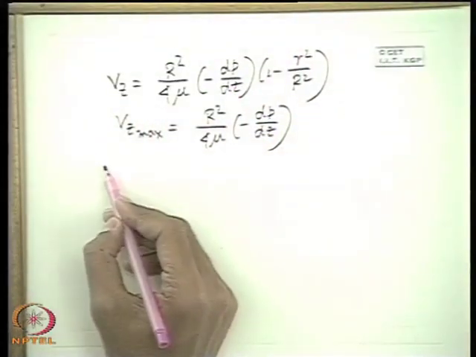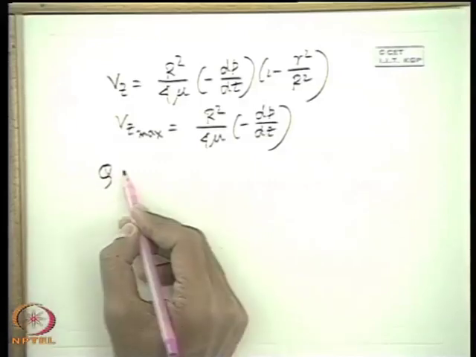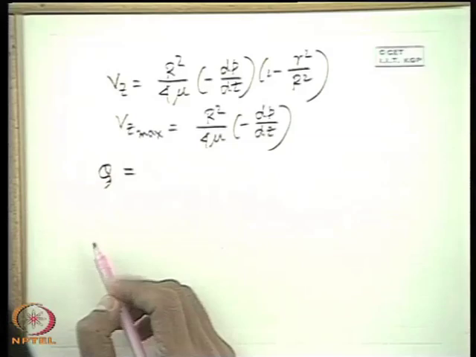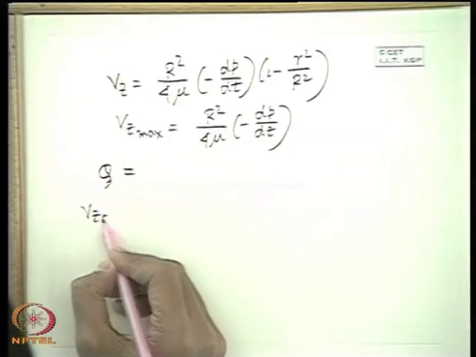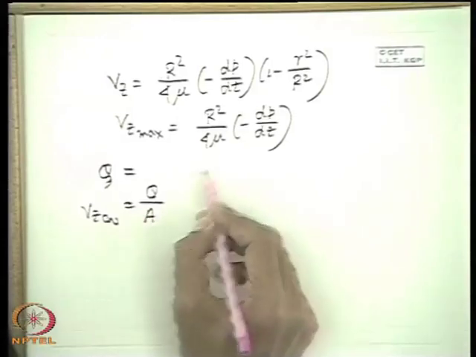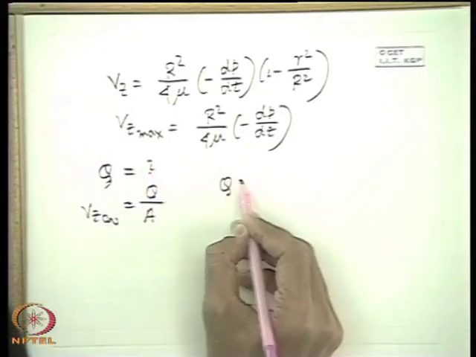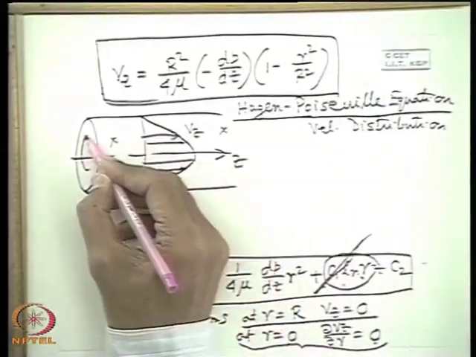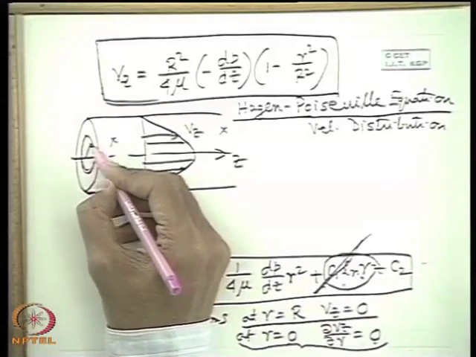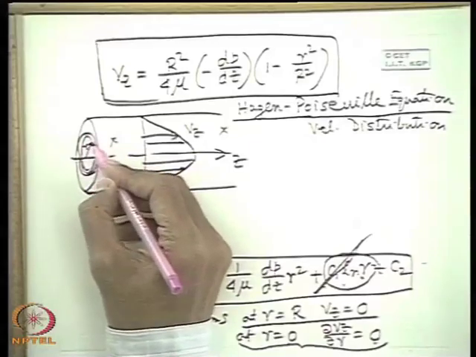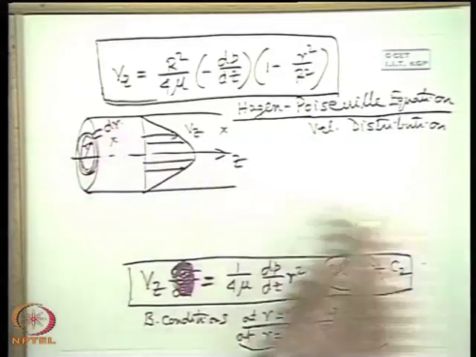Now the question comes, how to find out the average velocity. First of all we will have to find out Q, because we know average flow velocity is Q by area. What is the definition of average velocity? Vz average is Q by area. So how to define Q? To define Q, we have to consider an elemental ring at a distance r, of thickness dr.